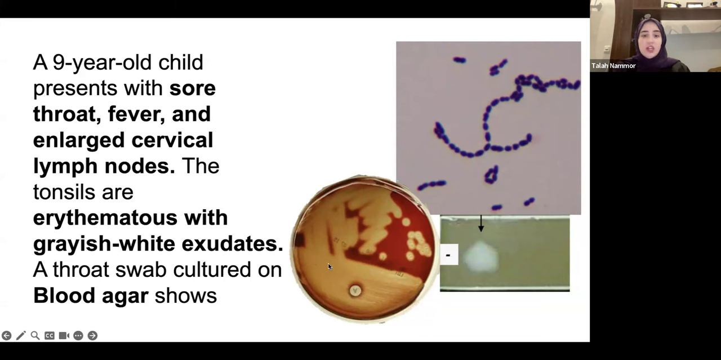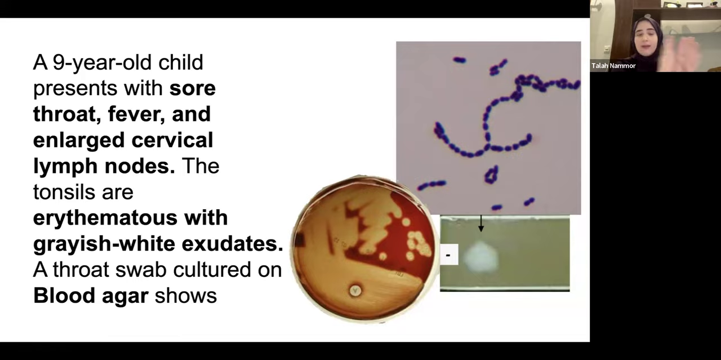Beta hemolytic, exactly. Because you can see that some regions have no visible blood in them, so they're completely hemolyzed, all right? So, beta hemolytic, gram positive, cocci in clusters, and it's catalase negative. So what are we thinking of?